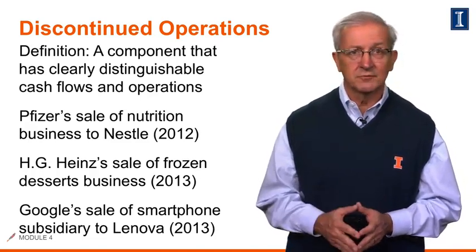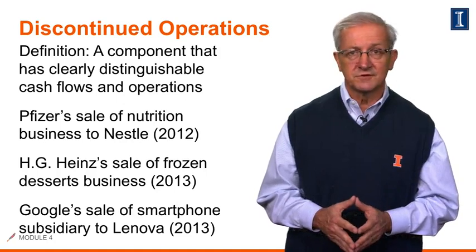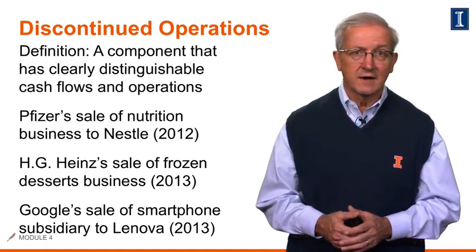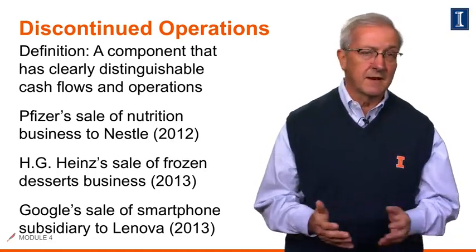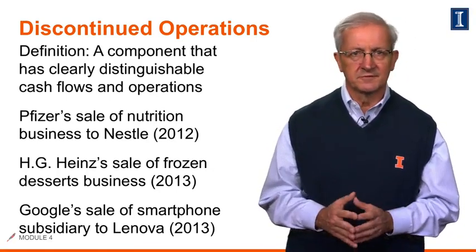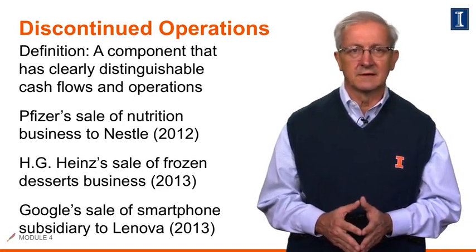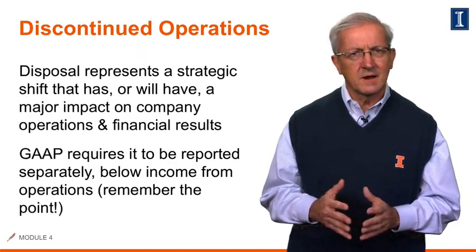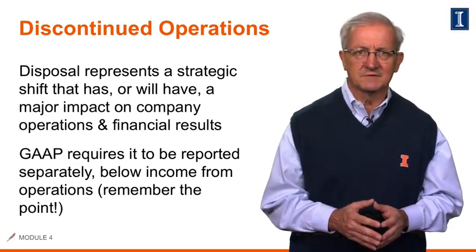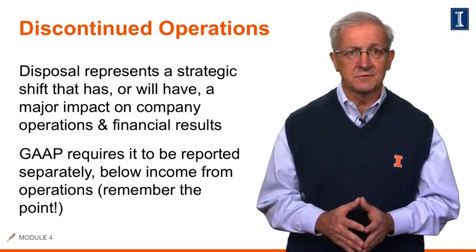Some recent examples were Pfizer's sale of its nutrition business to Nestle back in 2012, also H.J. Heinz' sale of its frozen desserts business back in 2013, and lastly, Google's sale of its smartphone subsidiary to Lenovo in 2013. So discontinued operations, these are the disposals that represent a strategic shift in policy that will have a major impact on the company's future.